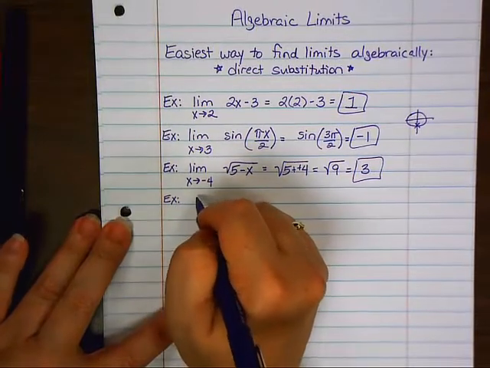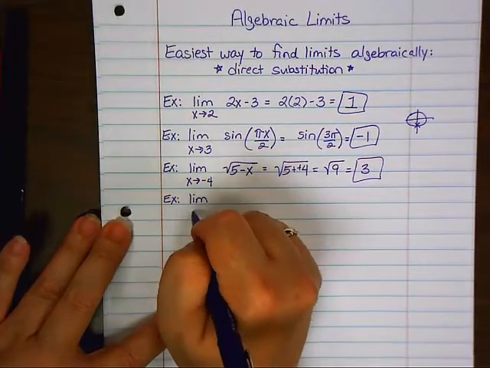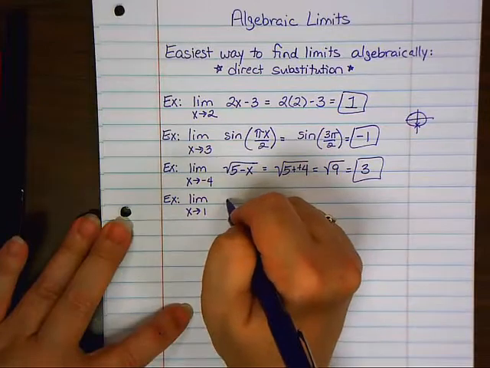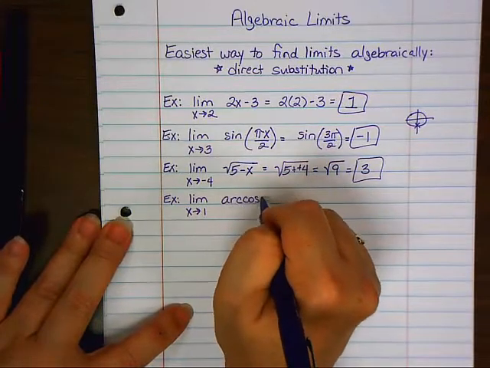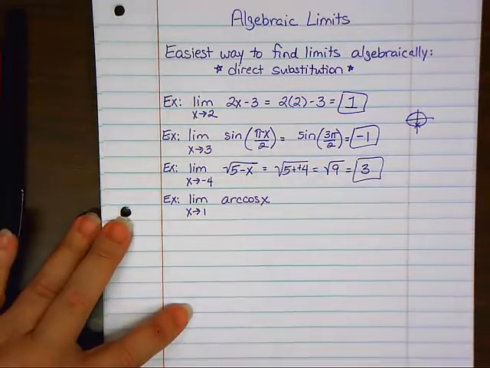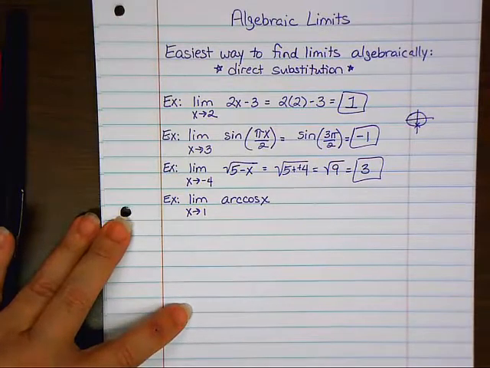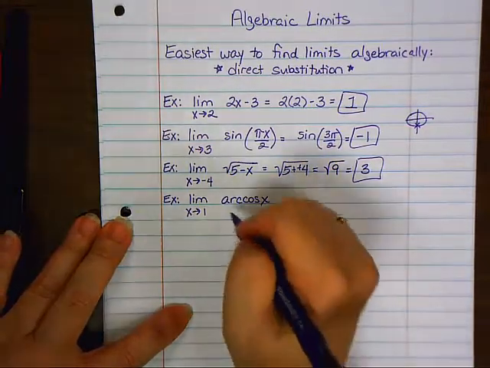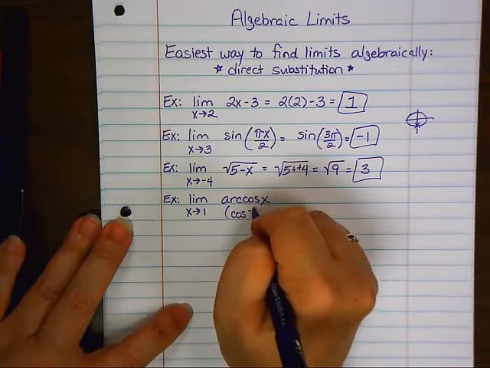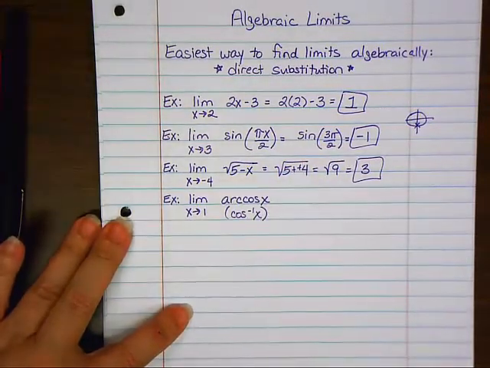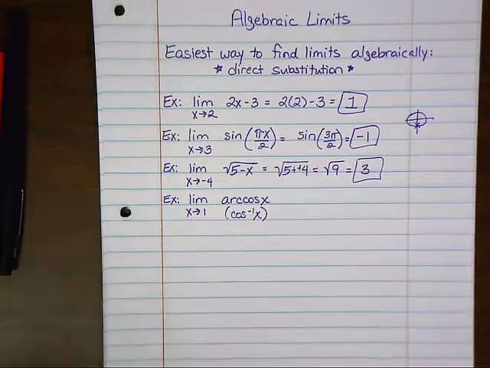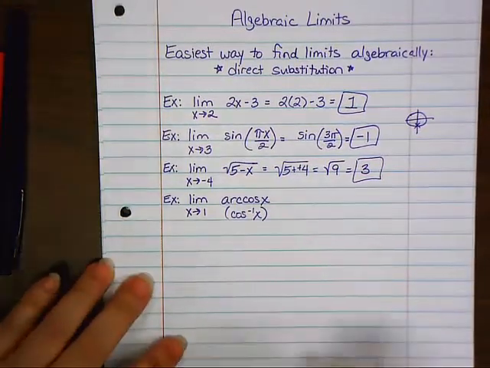Example, one more. Limit as x approaches 1 of that. Arc cosine. Ooh. How many of you kind of remember seeing that last year? Oh, okay, good. I'm happy about that. Some of you may have seen it this way, cosine inverse of x. Did you see that? Yes. Okay. That's the same thing, by the way.